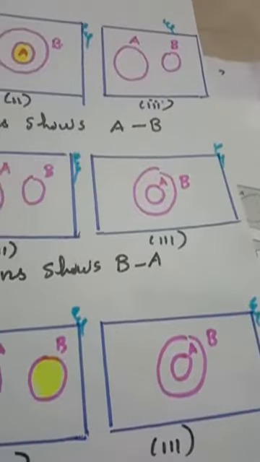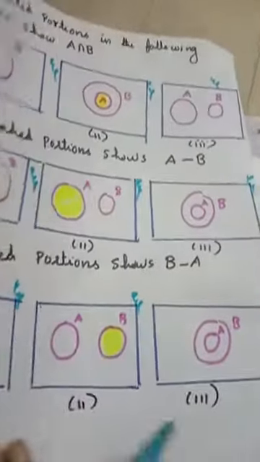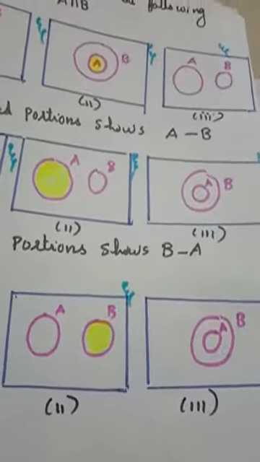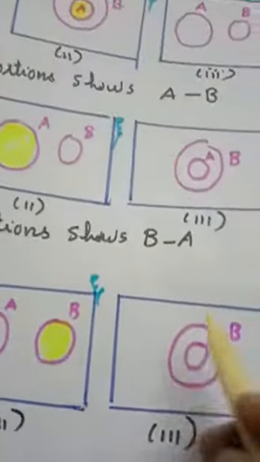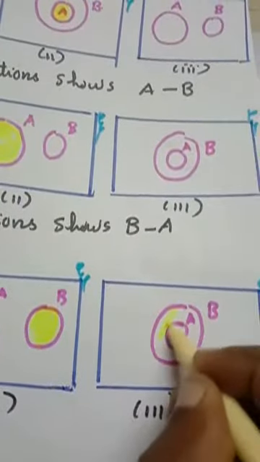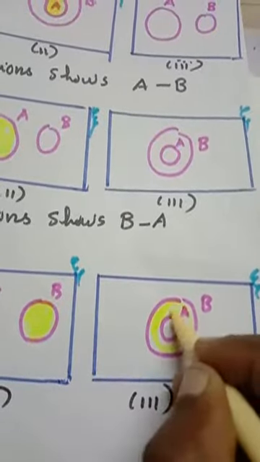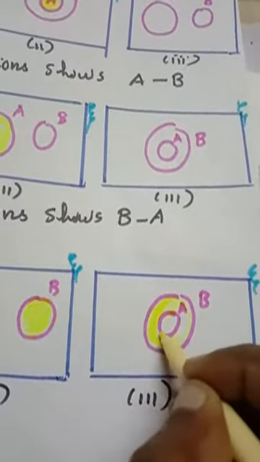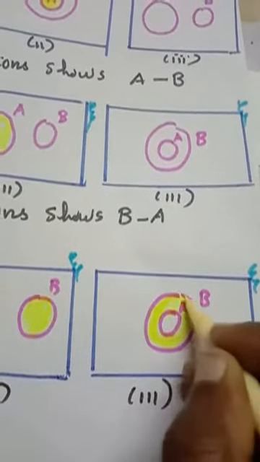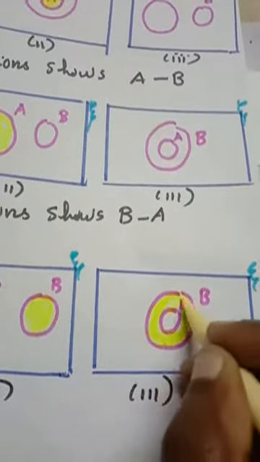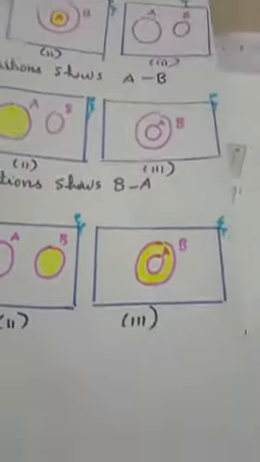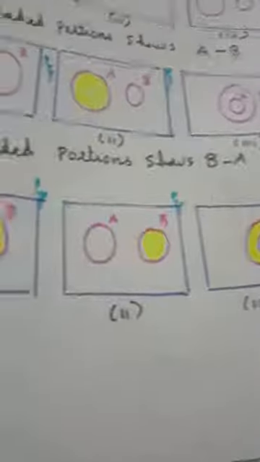For a subset, B minus A means in B, not in A. In B, not in A means only this outer portion. Okay. B minus A means it is in B, not in A. That is very easy to mark. Only for B minus A. Okay. A minus B is not possible, but B minus A is possible.